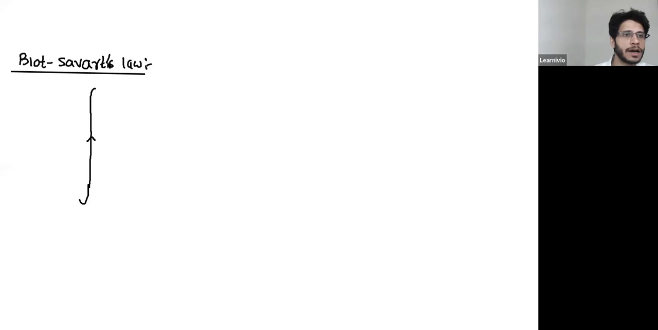So Biot-Savart's law. It's a well-known fact that if you have a current carrying wire, then that current carrying wire will generate some magnetic field around itself. So if you have a wire carrying current I, and I consider a very small element of the wire, the length of the element is dl. This is a very small current carrying element, and I want to calculate magnetic field due to this one.